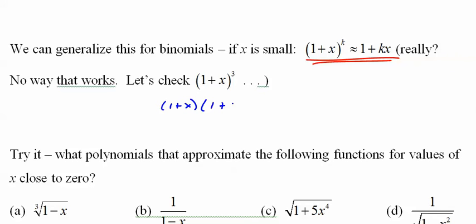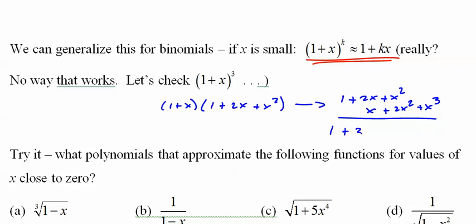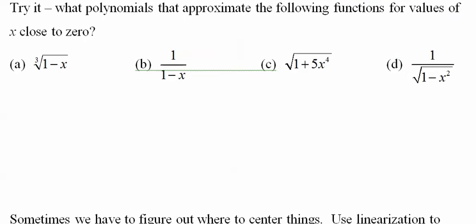I've already done the second part. We get 1 plus 2x plus x squared over x plus 2x squared plus x to the third. We get 1 plus 3x plus 3x squared plus x to the third. You say, see, it doesn't work. Well, if x is really, really small, these are going to basically vanish. This is actually not a bad approximation. And by the way, if you're lost on what's going on here, don't feel bad. It's pretty common. So, how would we use that to do these problems?